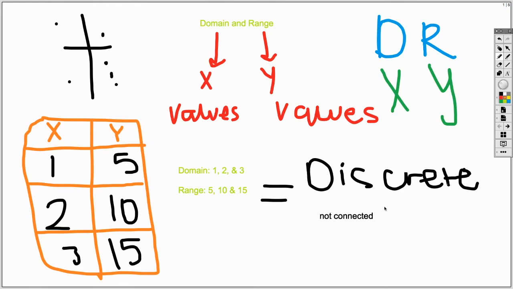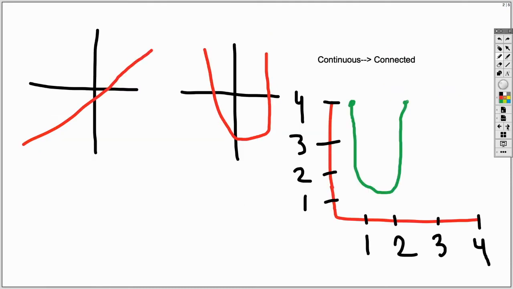Then we have continuous domain and range, and continuous domain and range looks like this. Basically, they're connected. So there's a line here, it's connected. This V over here, it's connected. Basically, continuous is connected, and you can remember it by C for continuous and C for connected.